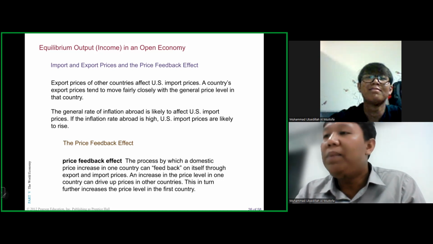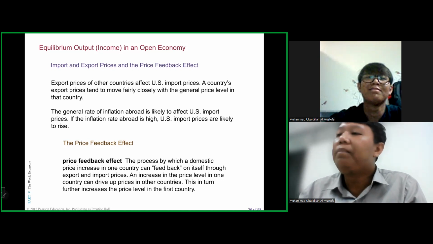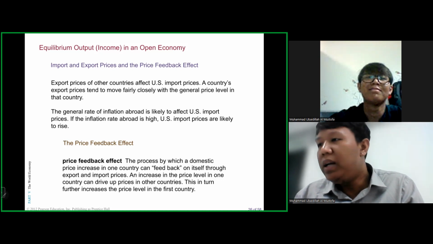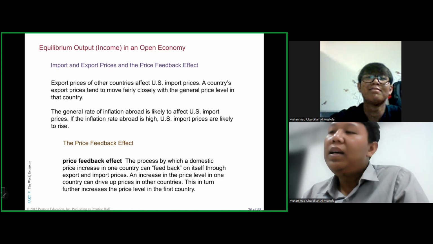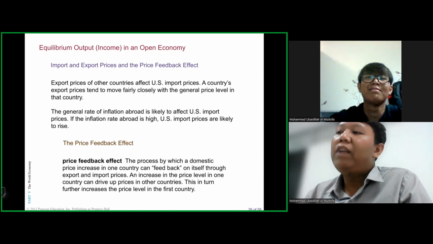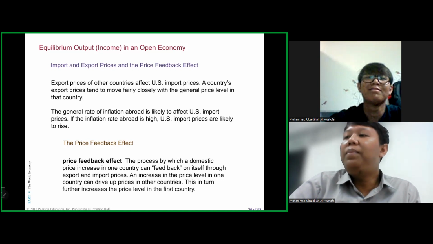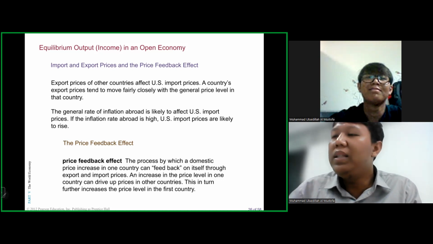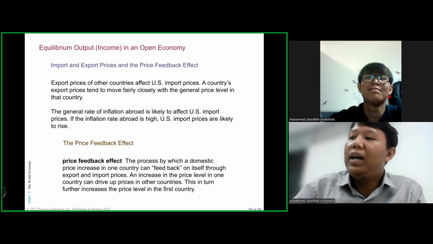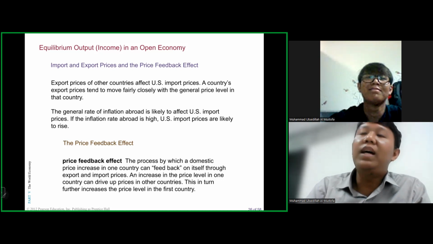So that's why we have the price feedback effect. It is the process by which a domestic price increase in one country can feed back on itself through export and import prices. An increase in the price level in one country can drive up prices in other countries. This in turn further increases the price level in the first country.